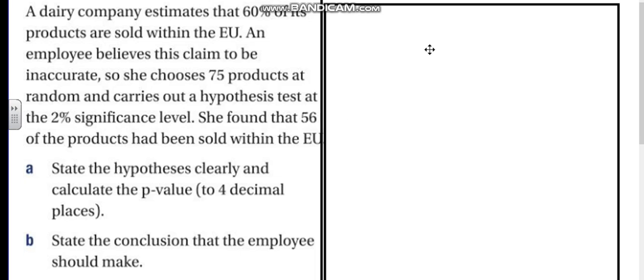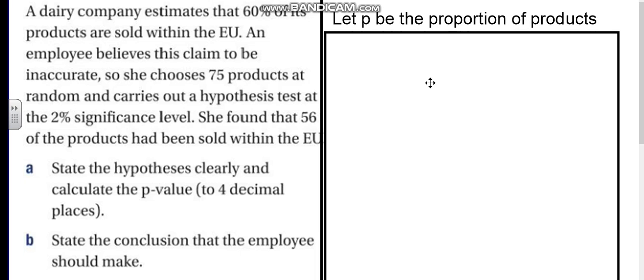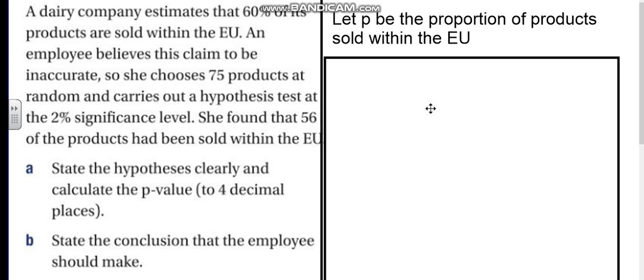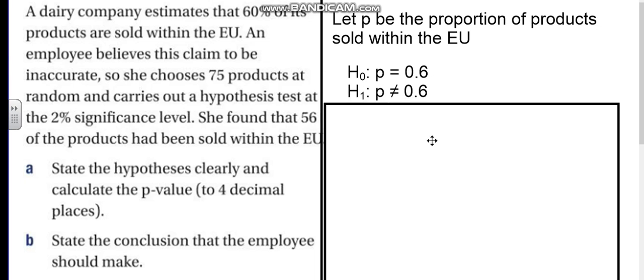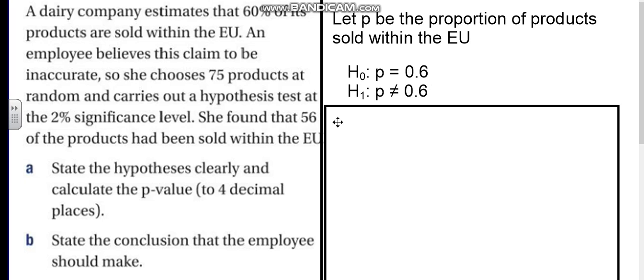So let's start with the proportion. P is the proportion of products sold within the EU, and the hypothesis would be that H0: P is 0.6 and H1: P is not 0.6. The employee hasn't said whether it's greater or less than 0.6, just said that it's different. So this is our two-tail test.